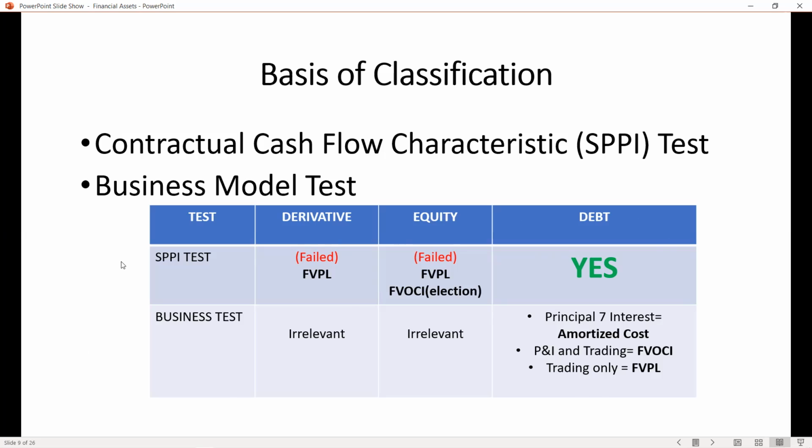So let's move on now to the business model test. What does it mean when we have a business model test? Since the derivative and equity securities failed the SPPI test, they are irrelevant in the business model test. The only financial asset that we can classify under the business model test is the debt security. So, is the sole purpose of the debt security under the business model test principal and interest? If yes, then it is measured at amortized cost.